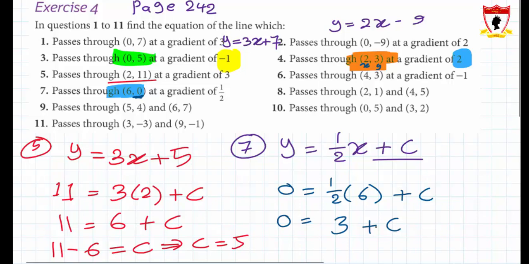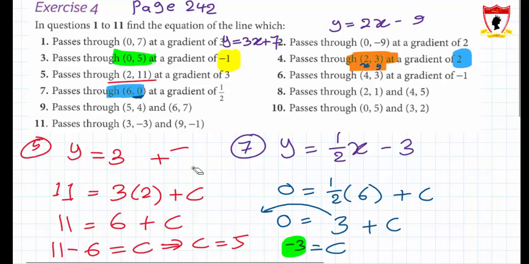If it's not clear in this step for you, you can send this 3 to the other side to have c alone on one side. Then you see negative 3 is equal to c. Now we can complete the equation. Since c is equal to negative 3, then y equals 1 over 2x minus 3. This minus 3 came from this negative 3. Question 7, done. We got the equation.